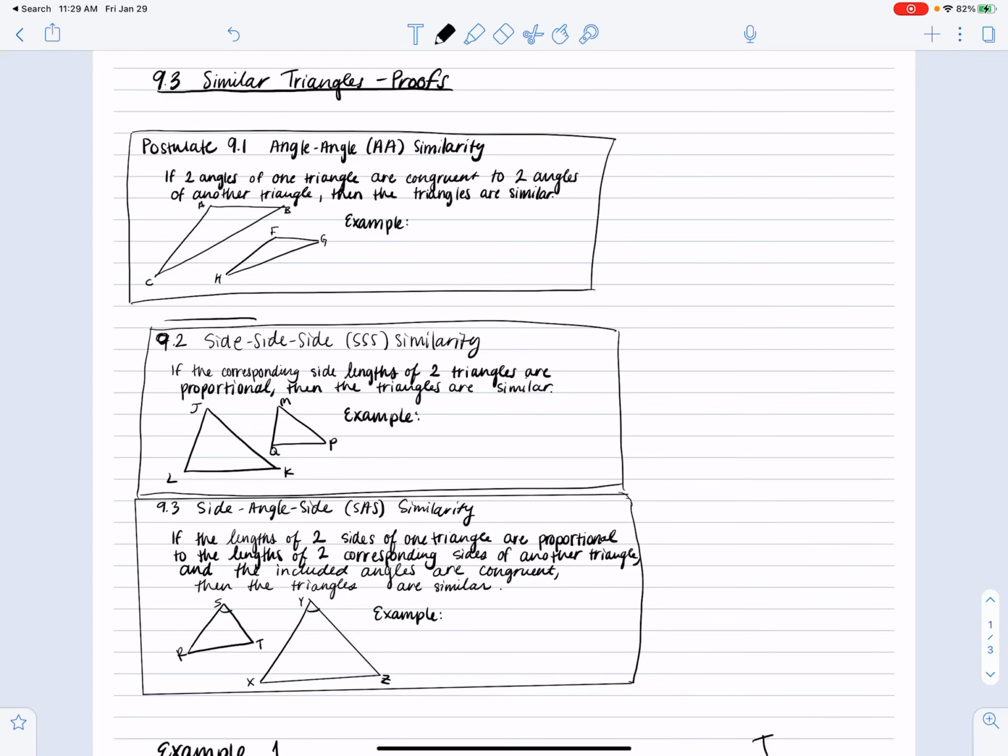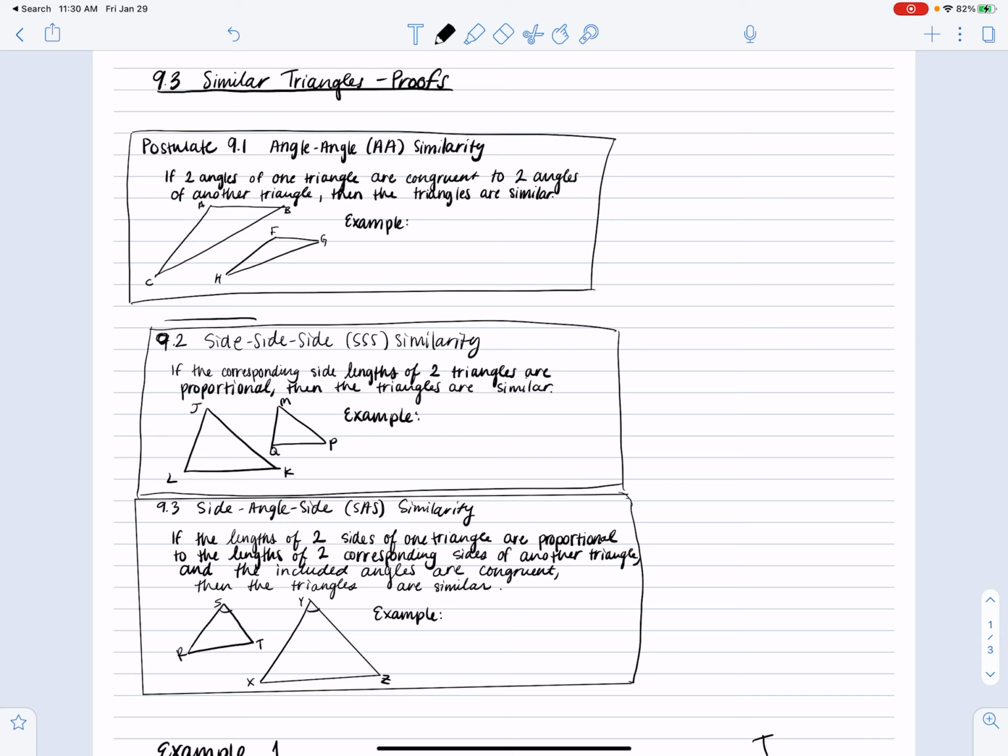All right, today we're going to do 9.3 similar triangles proofs. And you've already written down these three theorems, so you don't need to rewrite them if you can go find them in your notes. I just repasted them here because it's really important to remember all of the theorems we've learned about similarity between two triangles given certain information.